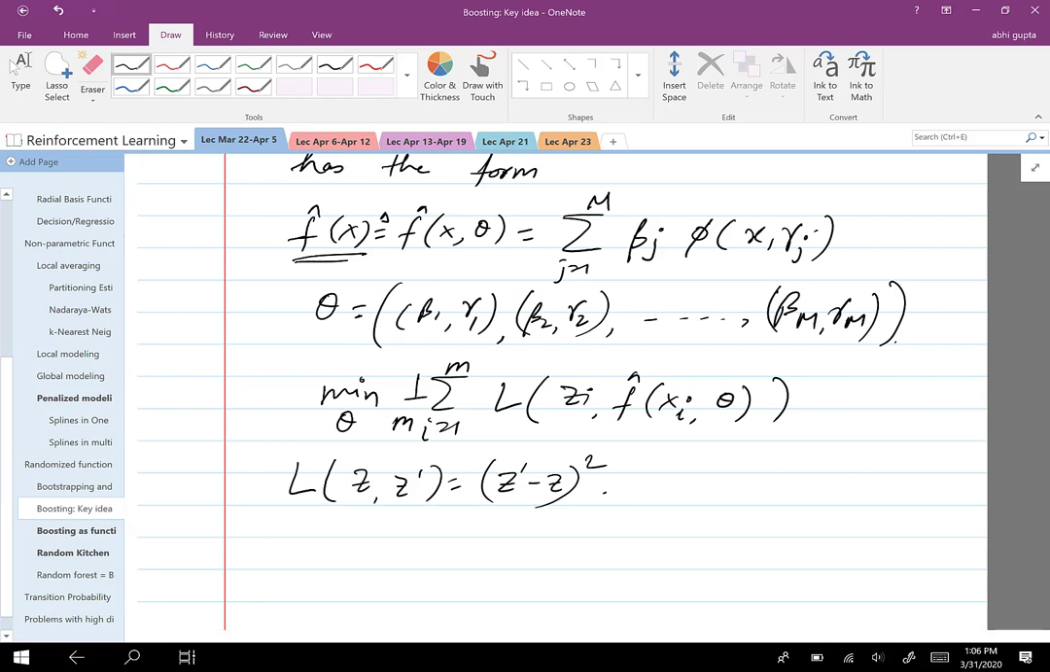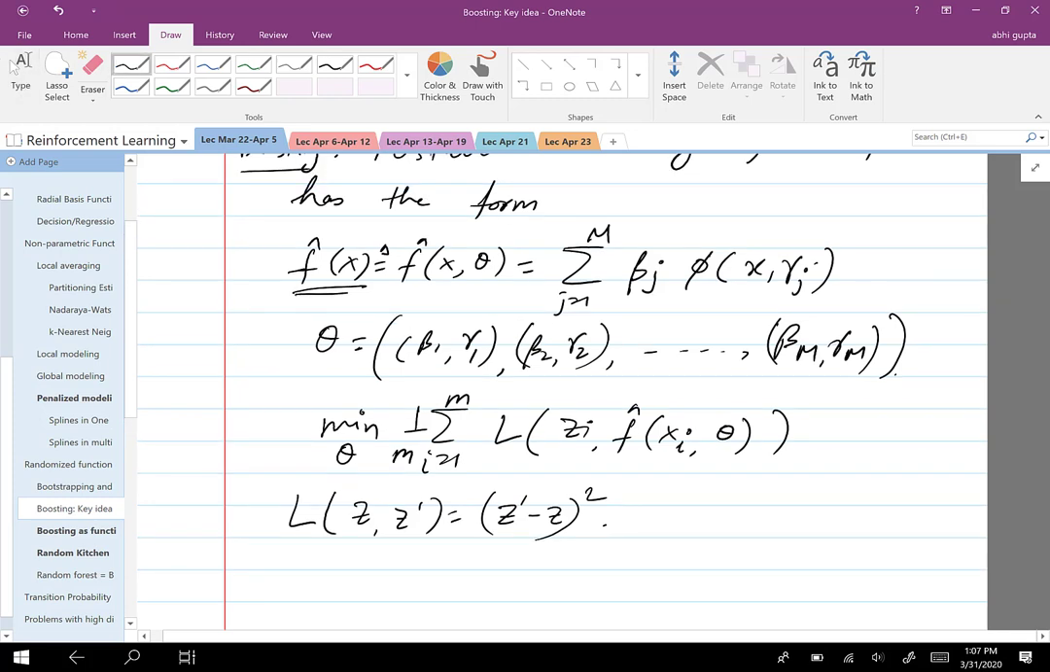Okay, so how do you compute this minimum over theta, where theta has this particular structure, beta 1 gamma 1, beta 2 gamma 2, and beta m gamma m? Well, it seems like this has some separability structure, so we could potentially use it. We could simplify the optimization problem in a way that makes computation of these beta j's and gamma j's easier. So how do you do it?